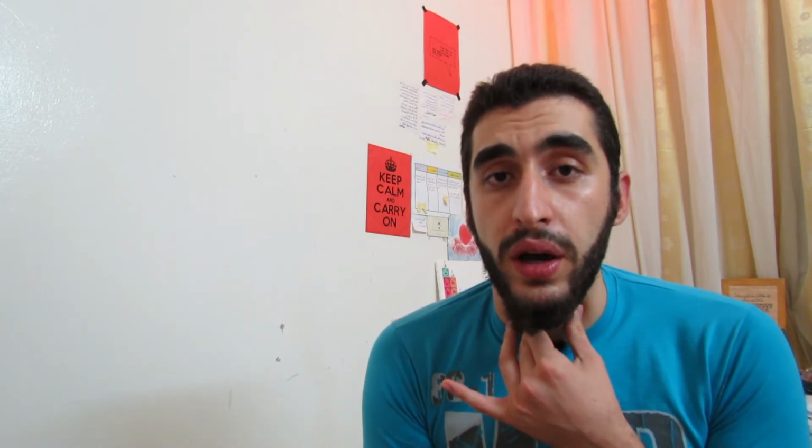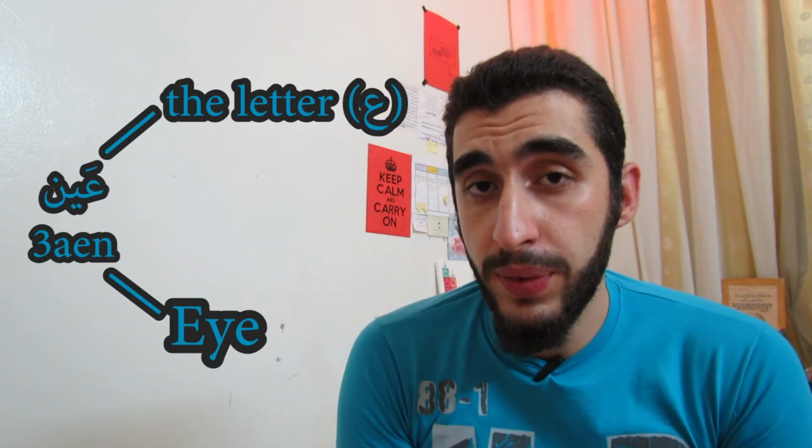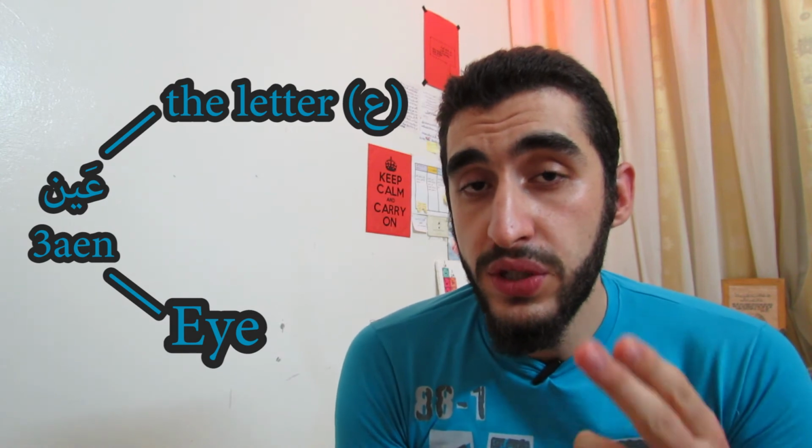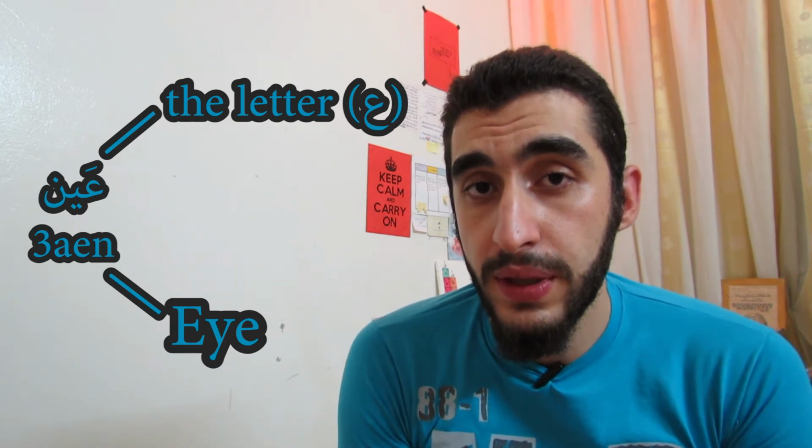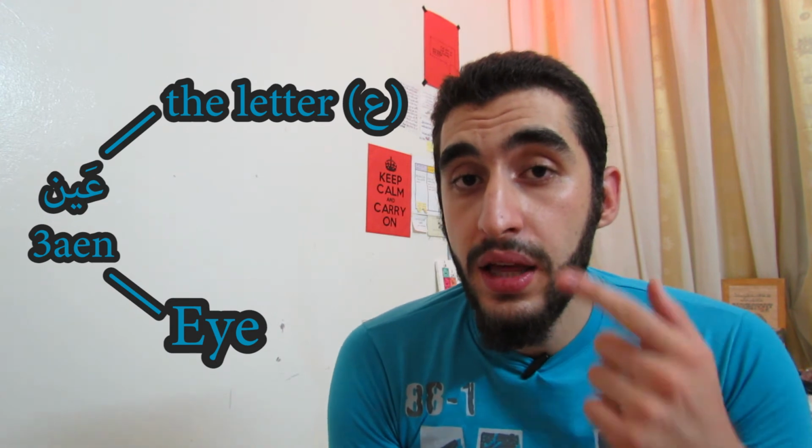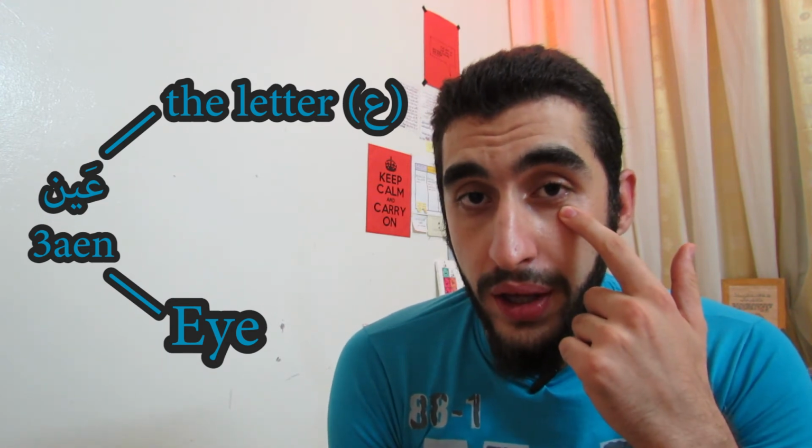However, the sound of Ain is voiced. So when you touch your larynx while you produce this sound, you could feel the vibration of the vocal cords. If you produce this sound without feeling the vibration of the vocal cords, then you produced it wrong. It's good to know that the word Ain in Arabic refers to two things. The first one is the name of this letter. And the other one is the name of this: eye. Ain.